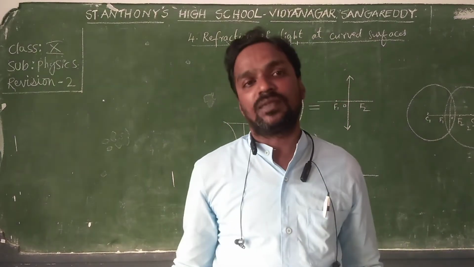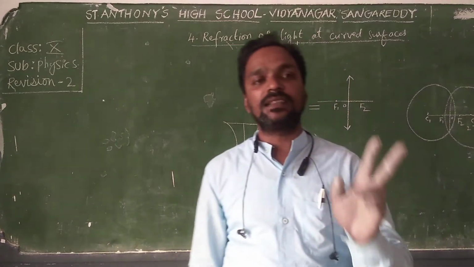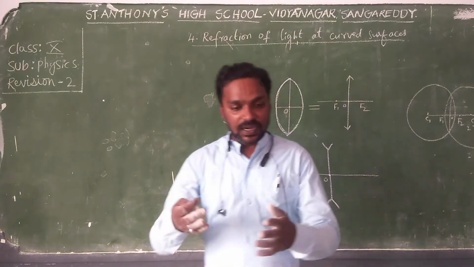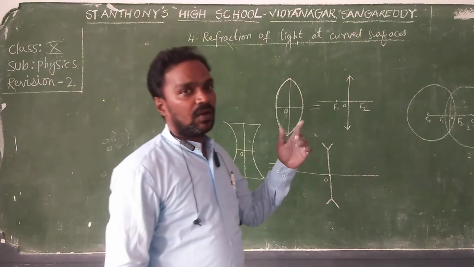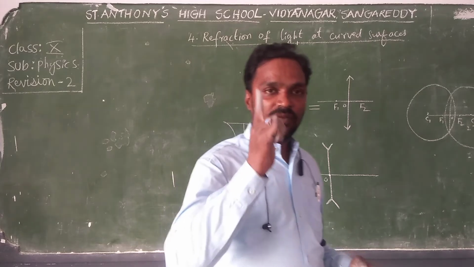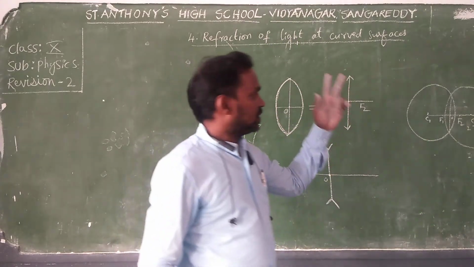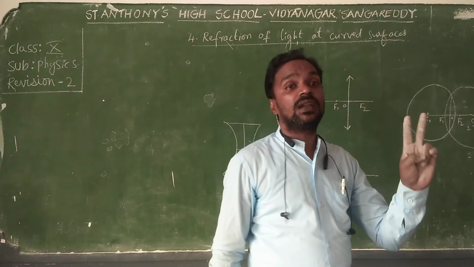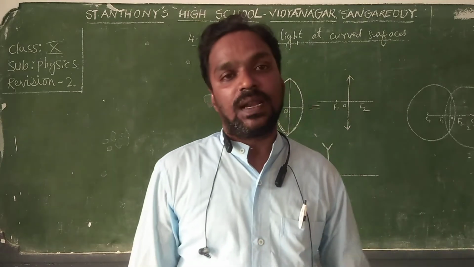If two centers of curvature are there, there are two radii of curvature. Radii is the plural form of radius of curvature. So like this, that is different and this is different. In the mirror there is only one center of curvature and one focus, but here there are two foci, two centers of curvature, two radii of curvature, and two focal lengths, small f1 and f2.